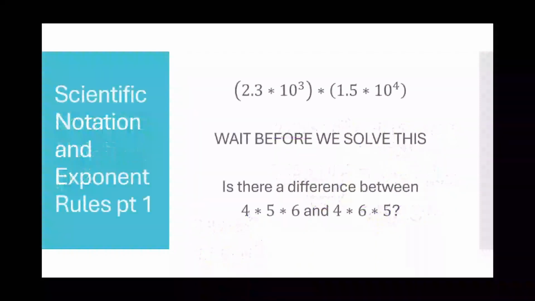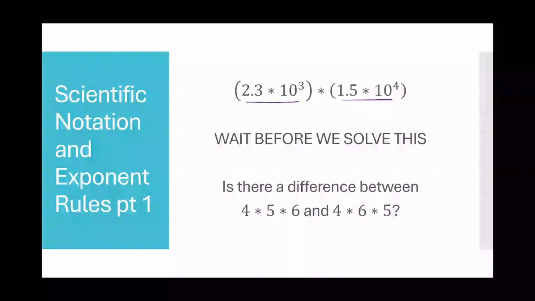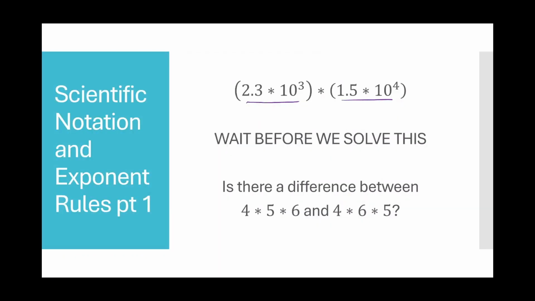Now, of course, we're going to use those exponent rules to help us manipulate numbers in scientific notation. So here I have two numbers in scientific notation that I'm going to multiply, and before we solve this, let's talk about this quick. Is there any difference between 4 times 5 times 6 and 4 times 6 times 5? Hopefully you know there is not. We are using the associative property here. We can do multiplication in any order if everything is multiplication.